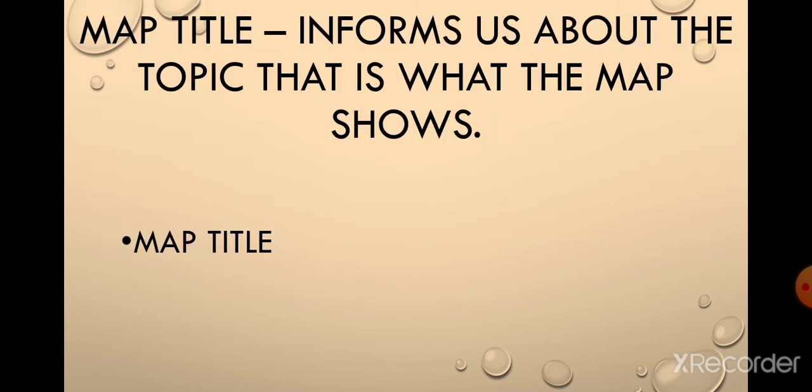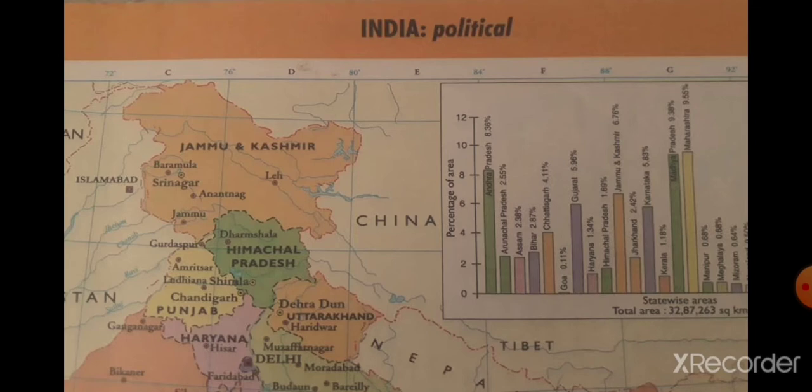Map title. What does the map title tell? Let us start with the first one. It informs us about the topic, what the map shows. Let me tell you, children, whichever map the teacher brings in the class, every map has a title. Without a title, no map is there. For example, if I am bringing a political map of India, it will be written India Political, which will show the political divisions of India.